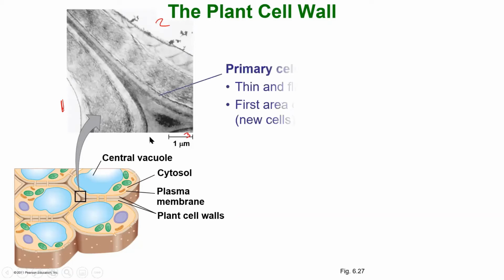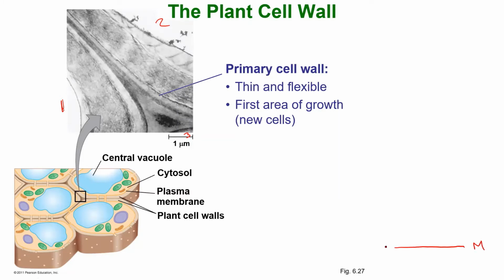So what are we looking at here? First of all, we're looking at something called a primary cell wall. Actually, let me draw that for you. I'm going to draw just down here in the corner. I'm going to draw a membrane, so we'll call this M for the membrane.